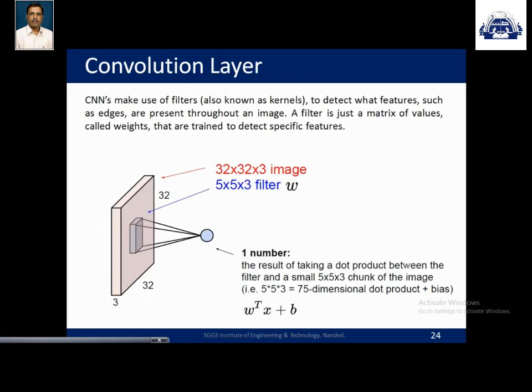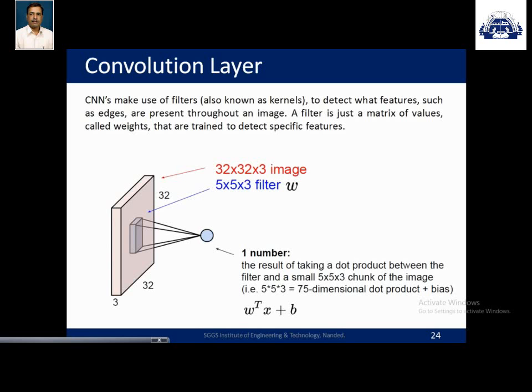The CNN basically makes use of filters, which are also known as kernels, to detect what features, such as edges, are present throughout an image. A filter is just a matrix of values called weights that are trained to detect specific features. For example, if the image size is 32 by 32 by 3, we can use a number of filters, where the size of each filter is 5 by 5 by 3.